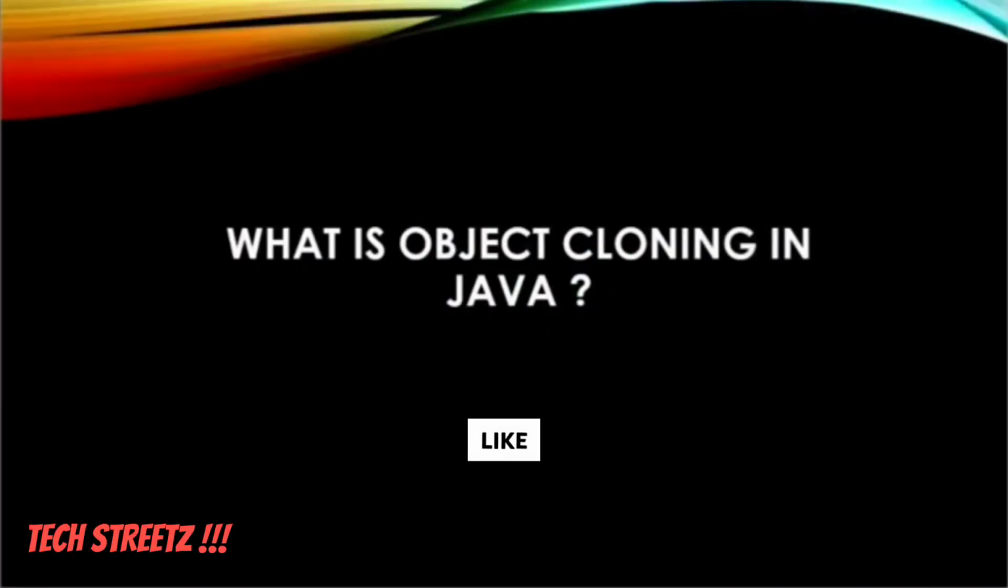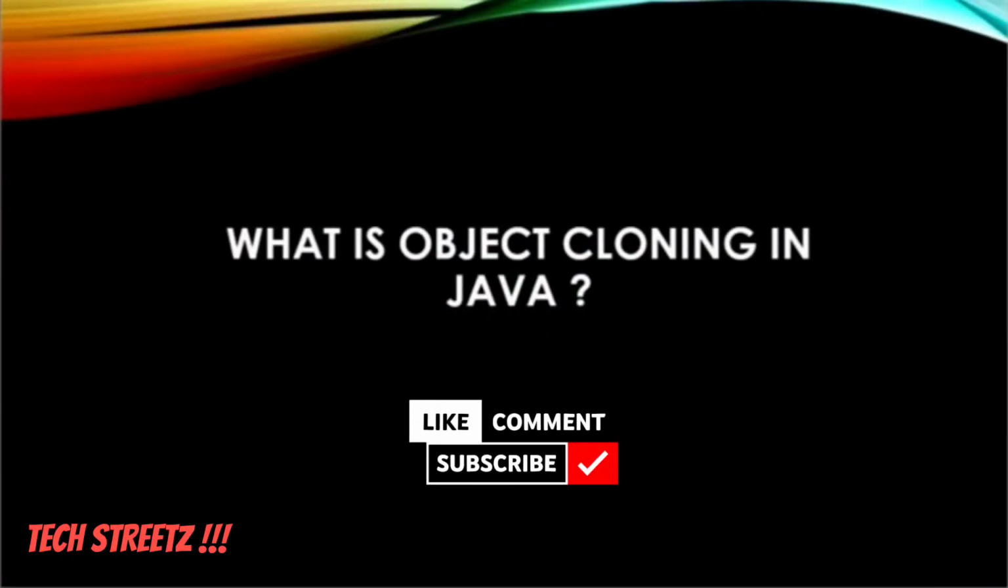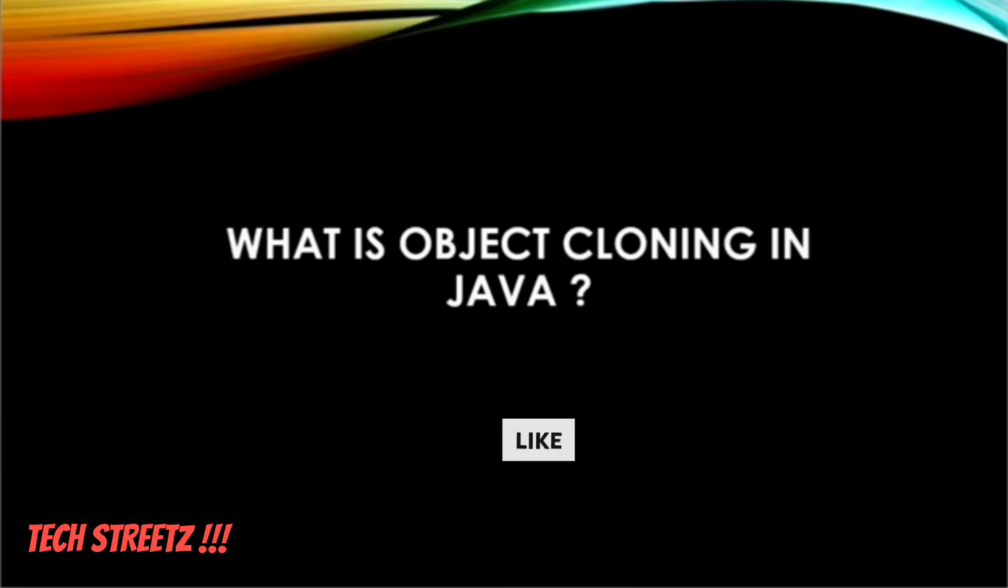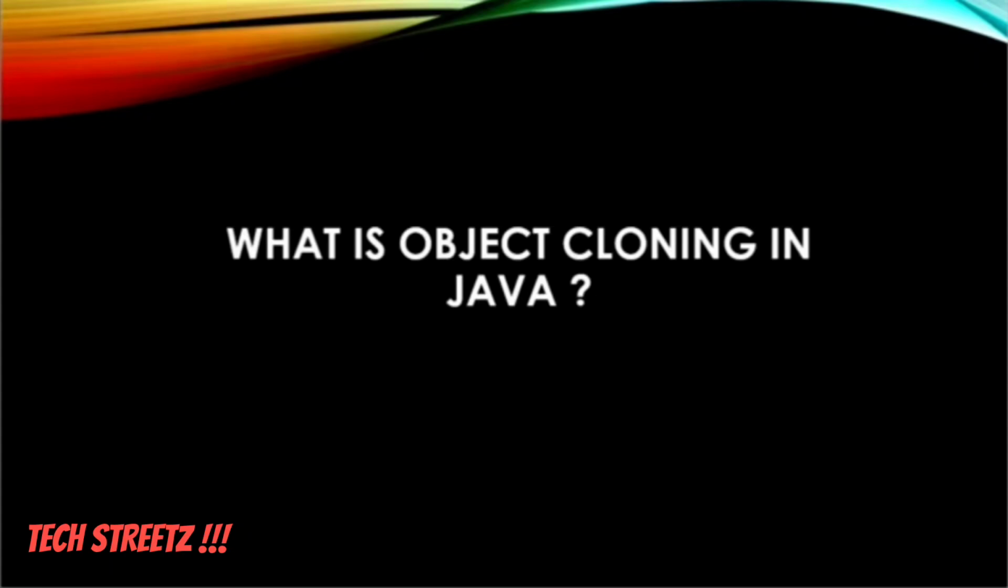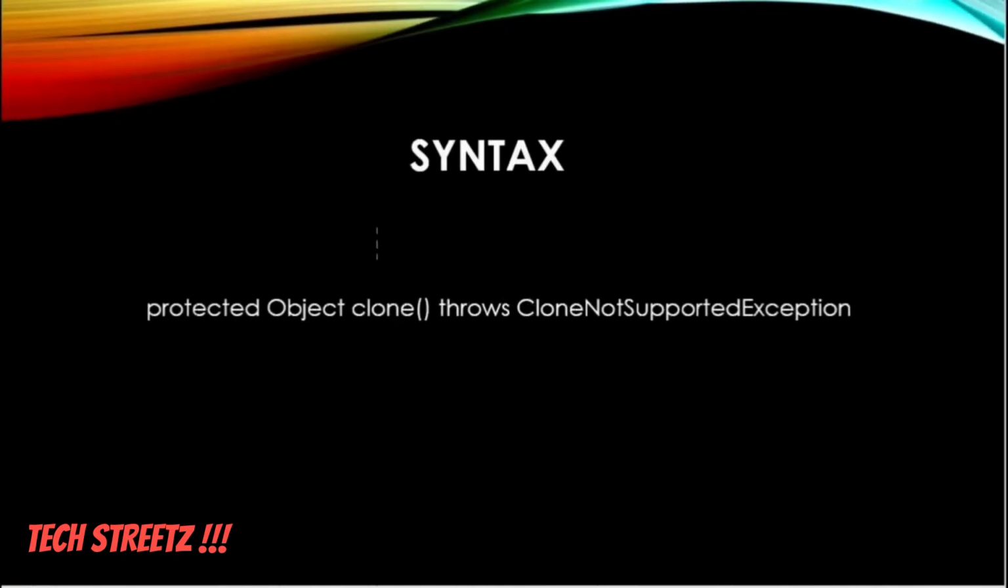What is object cloning in Java? Object cloning means to create an exact copy of the original object. If a class needs to support cloning, it must implement the java.lang.Cloneable interface and override the clone method from the Object class. If you see the syntax of the clone method, protected Object clone throws CloneNotSupportedException. If the object's class doesn't implement the Cloneable interface, then it throws an exception, CloneNotSupportedException.